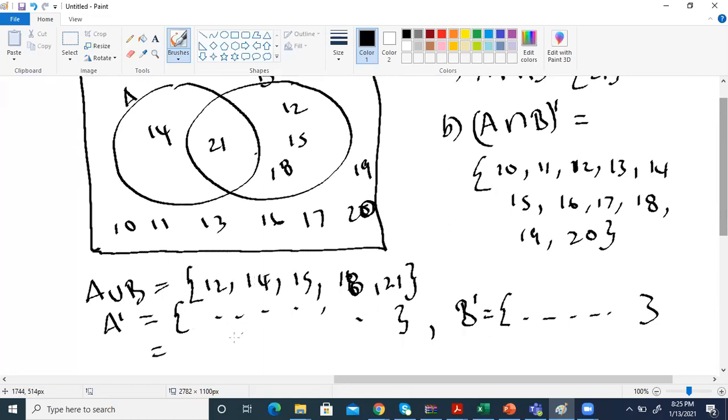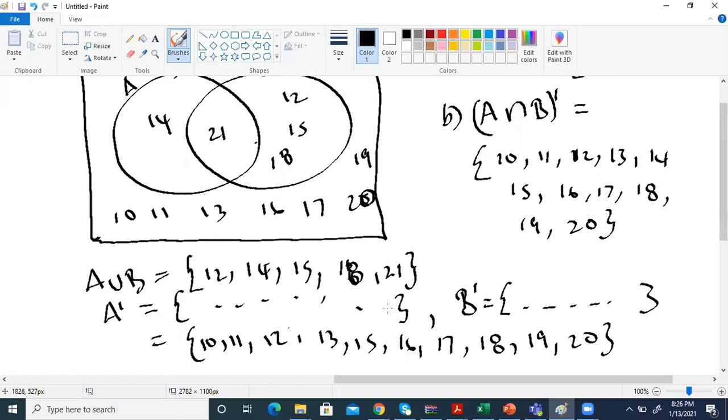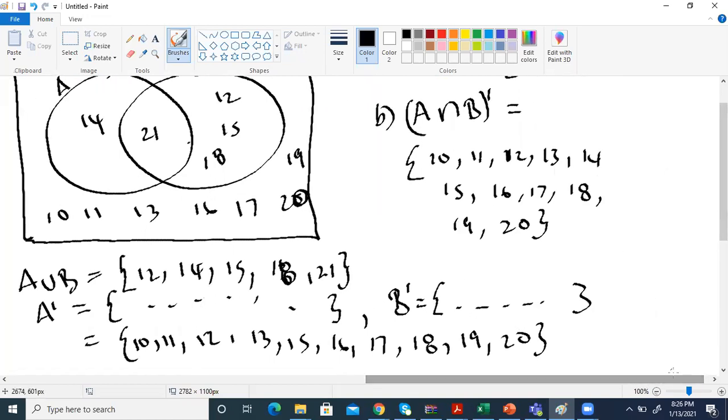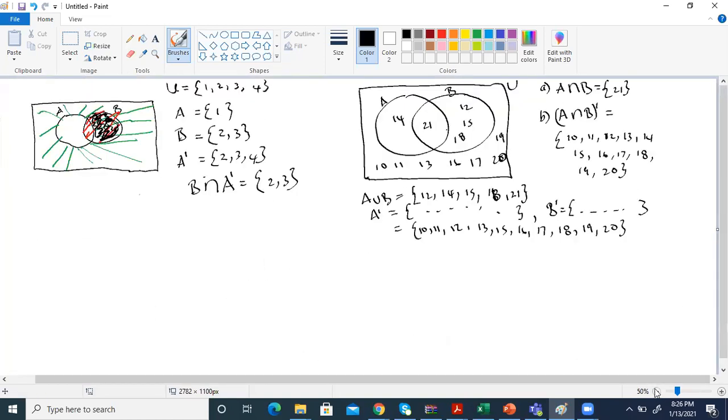A complement is 10, 11, everything except 12, 14, 15, 18, and 21. So 10, 11, 13, 16, 17, 19, and 20. And then B complement now is 10, 11, 13, 14, 16, 17, 19, and 20.